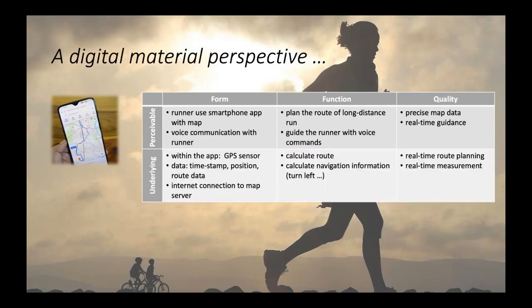But to be really able to do these perceivable functions, you need some underlying form. In the app and in the smartphone, you need a GPS sensor. You need certain data structures, timestamps, position, route data. You need an internet connection to the map data to get updates from the map or to get the navigation data. You have functions here. You need to calculate the route, which may be done on the server or on the app. And you need to calculate navigation information, which is then transferred into speech to tell you turn left in 20 meters. And again, you have some qualities. You need real-time route planning ability. For example, if you change direction, the algorithm must find a new route to guide you to your goal.